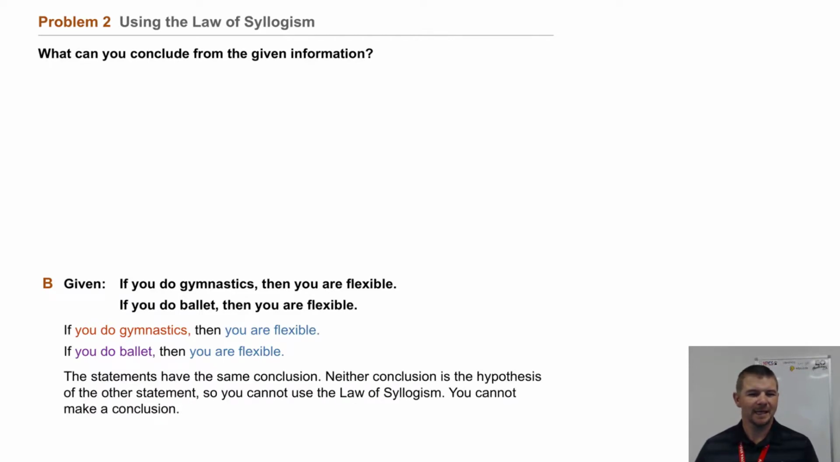The statements have the same conclusion. Neither conclusion is the hypothesis of the other statement. So you cannot use the law of syllogism. You cannot make a conclusion.